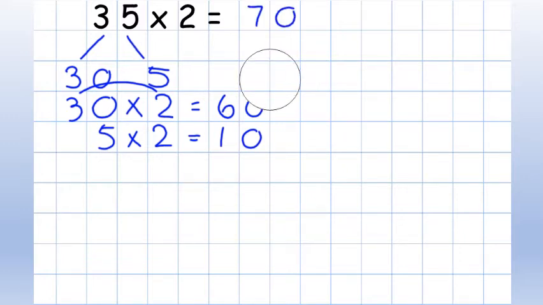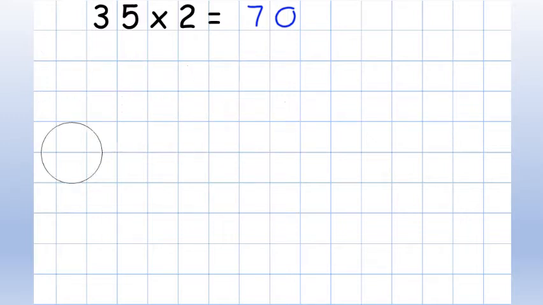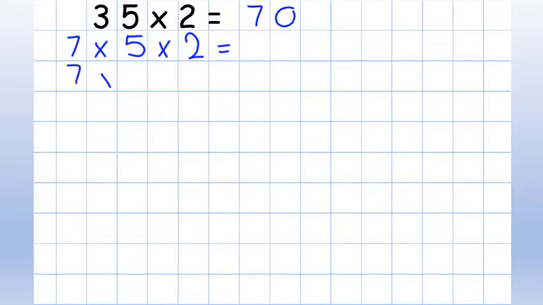Let's just check using the factorizing method. What are the factors of 35? 7 times 5. So I'm rewriting this calculation as 7 times 5 times 2. Okay, but I'm actually going to do it as 7 times 2 times 5. I'm going to use the associative law. I'm swapping my numbers over because I know my 2 times table far better. 7 times 2 is 14.